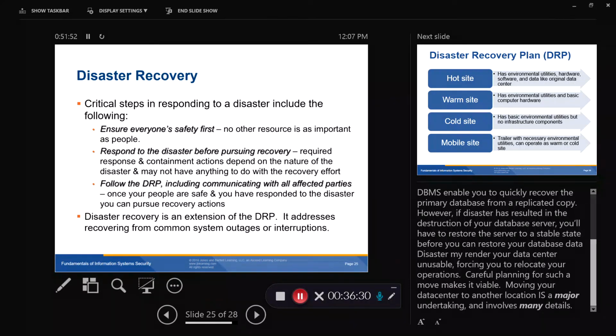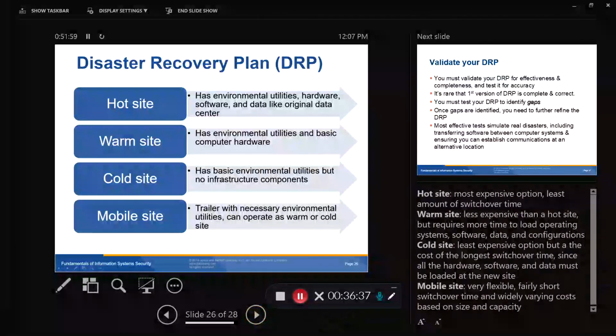Moving your data center to another location is a major undertaking and involves many, many details. And here are some of the types of places you can move it to. The hot site is the most expensive option, has environmental utilities, hardware, software, and data like the original data center. Least amount of switchover time. We had a hot site at Savannah Foods in Atlanta, run by IBM. So we would go up there once a year and practice with subsets of our software. We'd load everything, it was all there.